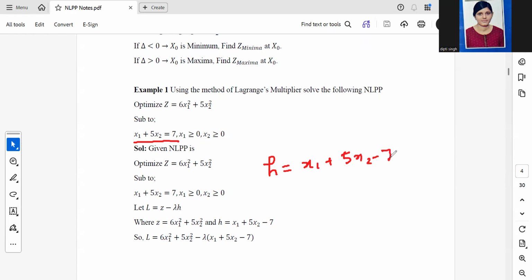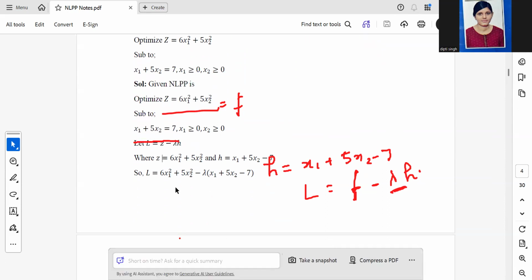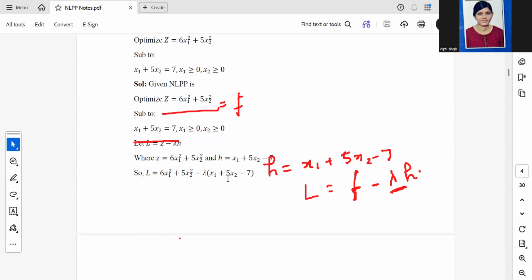Now we write the Lagrangian function as given here. Here this is z; you can also write it as f, it is your choice. Then minus lambda, the Lagrangian multiplier, into h. So you can see here this is 6 times x1 square plus 5 x2 square minus lambda times h.